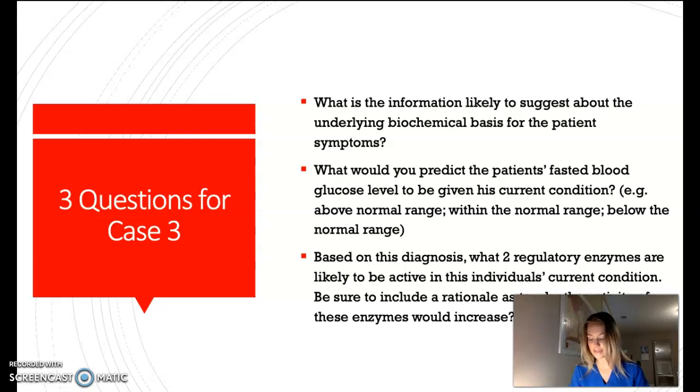These 2 regulatory enzymes would be elevated because as a type 1 diabetic, this patient has a difficult time using glucose to produce energy in the blood, so increased levels of phosphofructokinase and pyruvate kinase will help regulate ATP levels in the cells when there is no glucose to use.